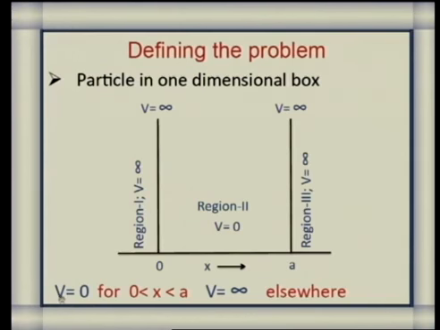We can say that the potential V is equal to 0 when x is greater than 0 and less than a, and is equal to infinity when x is elsewhere. That means at the boundaries and also either below 0 or above a. So that is the system I am dealing with. That is my particle in a one-dimensional box. That means I am forcing my particle to be confined in the region from x equal to 0 to x equal to a. It cannot be at 0 or a, it has to be between the two, and it cannot be anywhere beyond these two either.